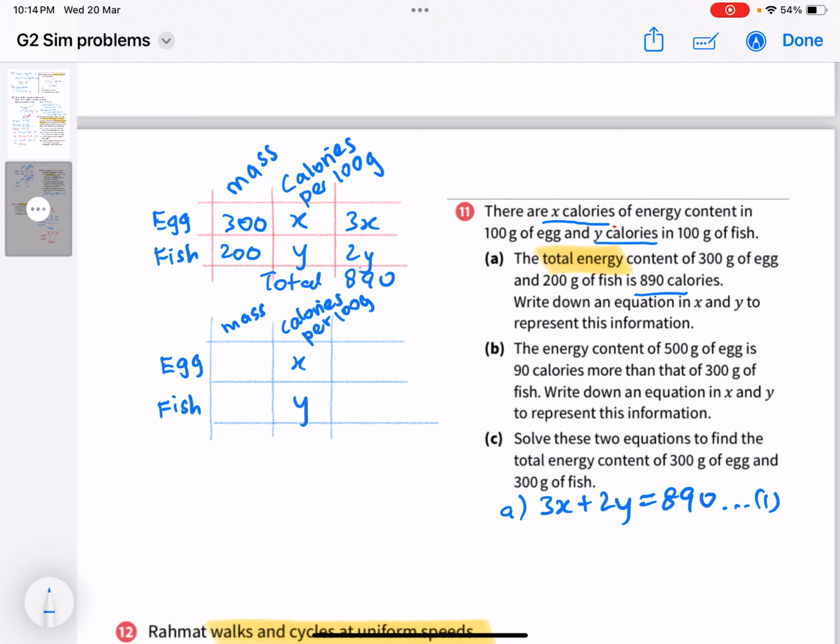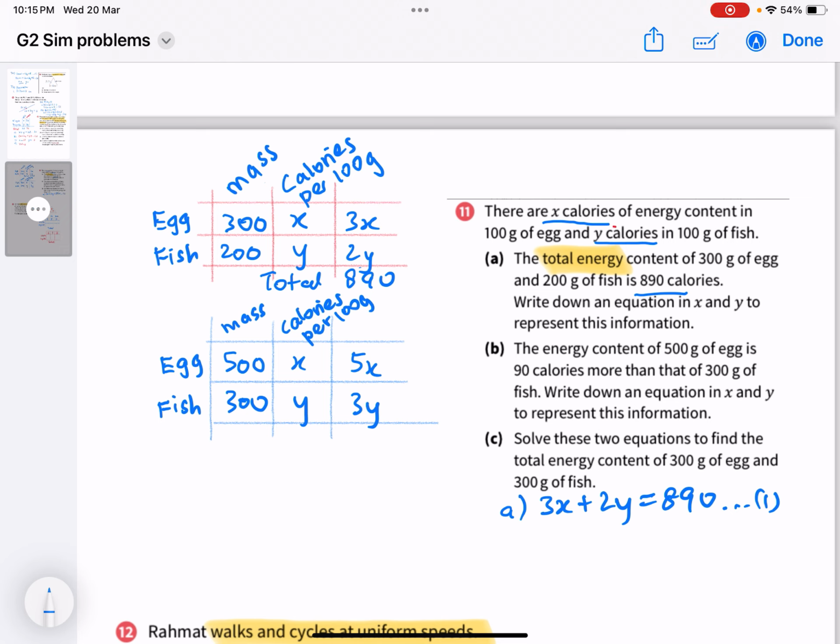In the second case, we have 500 grams of eggs. So x calories per 100 grams, so we have 5x. The total calories is 5x. And then we have 300 grams of fish, and every 100 gram is y calories, so it's 3y.